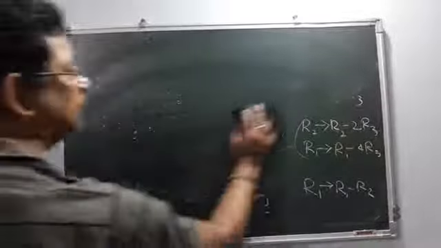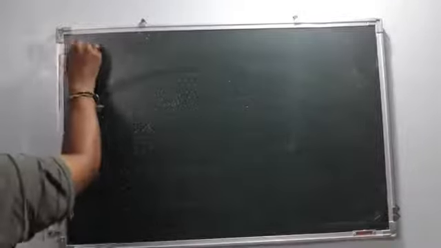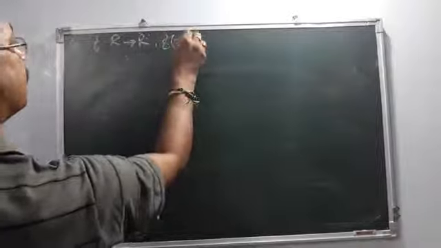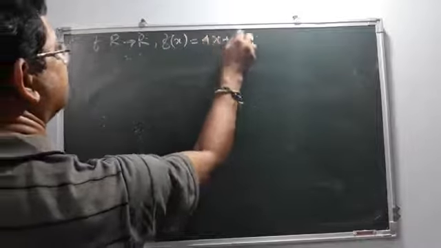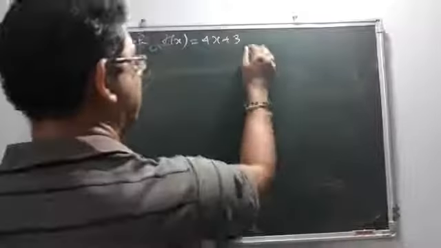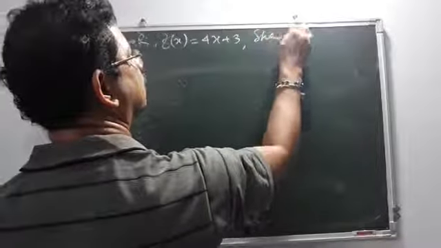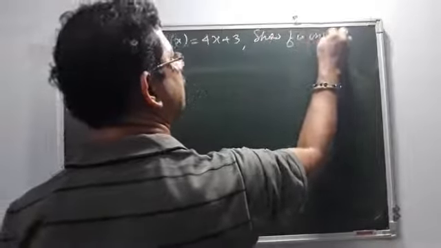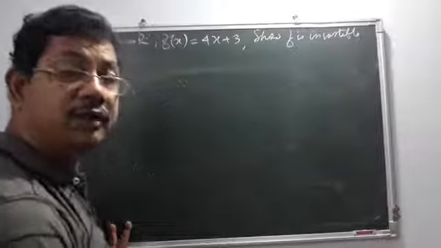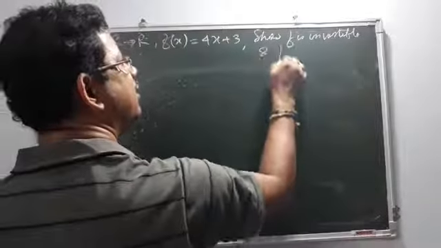So now we will do another sum. Suppose the question is f: R to R, and f(x) is 4x plus 3. Then we have to show f is invertible. So already we have done. Invertible means whether the inverse exists, and find f inverse.